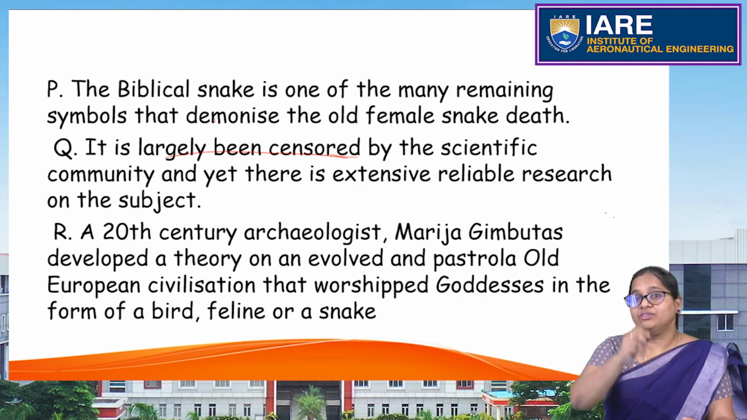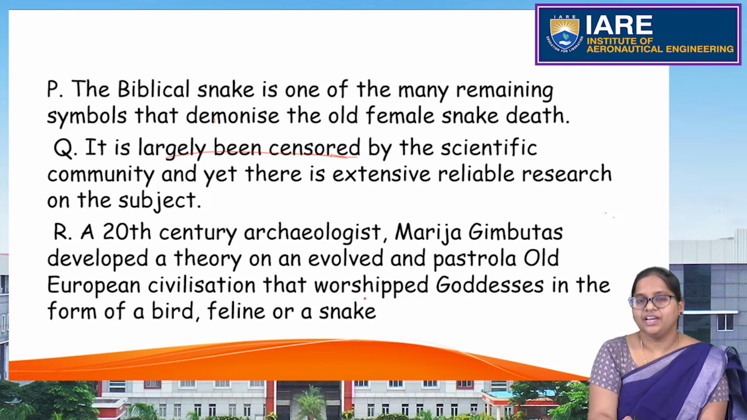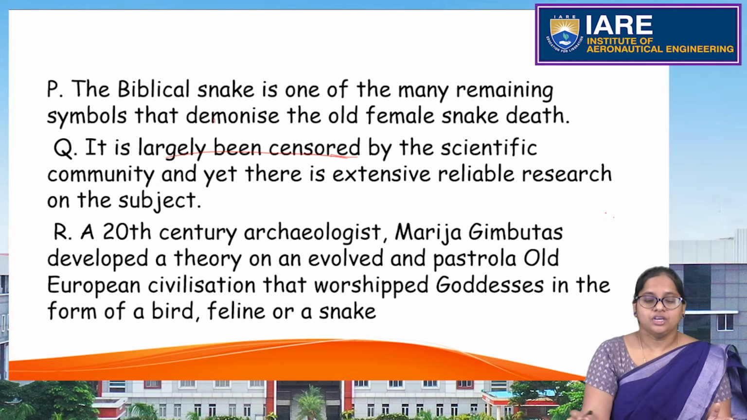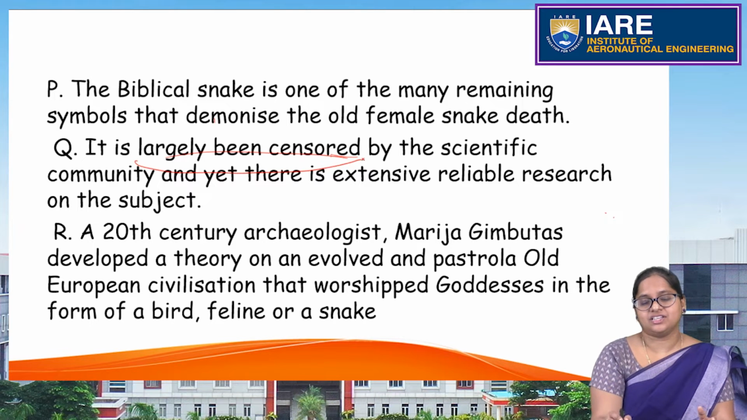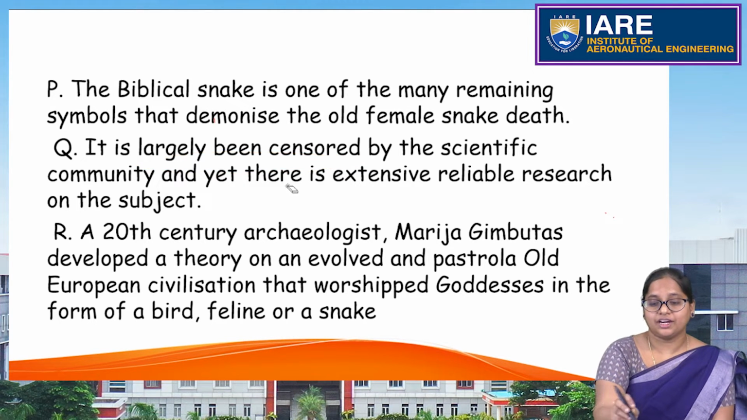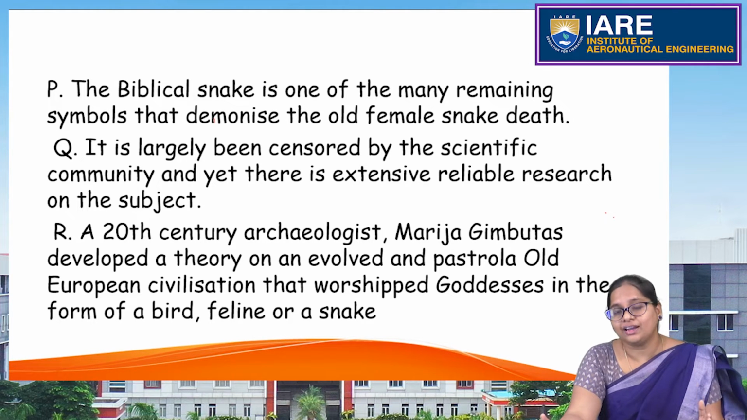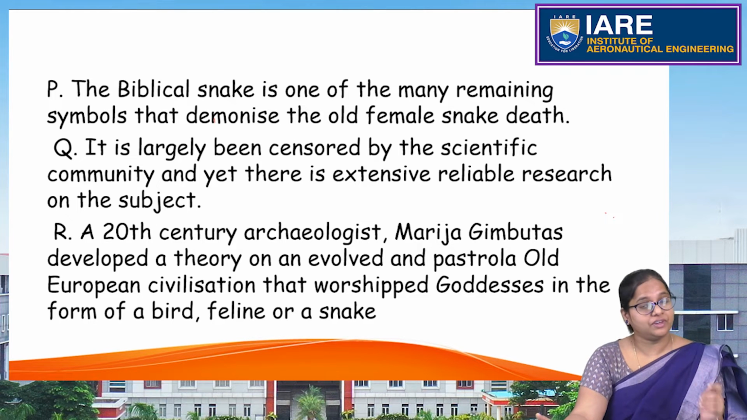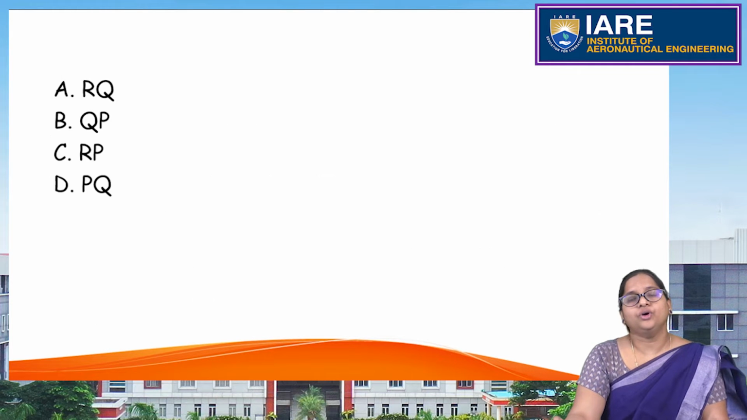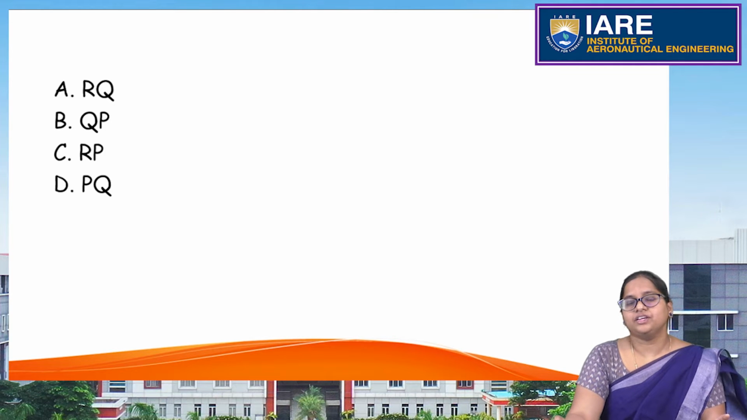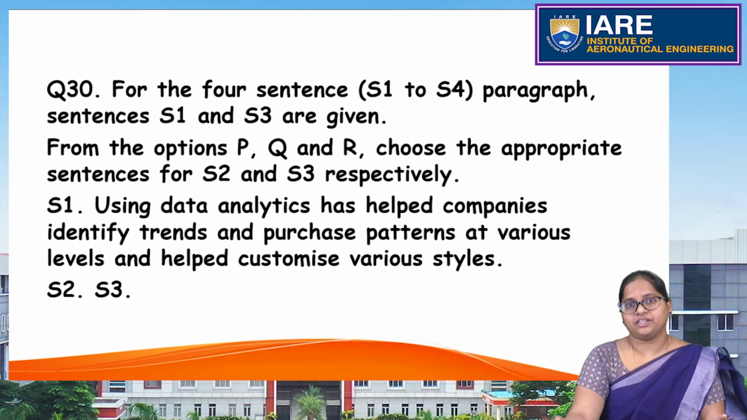Now, what is it? The thought is connected. The thought is given here in R. They worshipped goddesses, and that particular civilization worshipped this in the form of goddesses. So now, what is it? It is largely censored. This kind of mythology or this kind of thought or aspect is largely censored, checked, monitored, evaluated by the scientific community. There is evidence, reliable research results on that. Now you can take R and Q as your answers, right? So option A is right. So this is how you know.